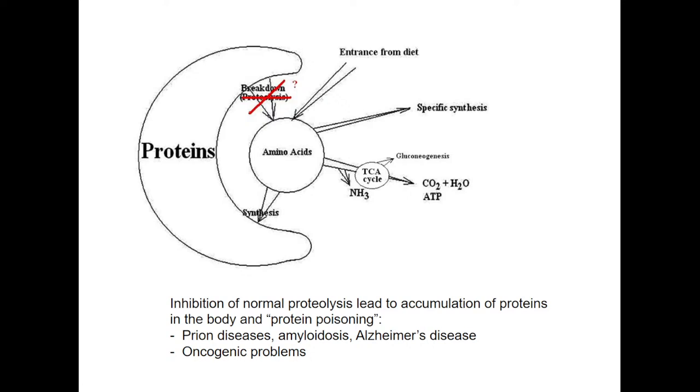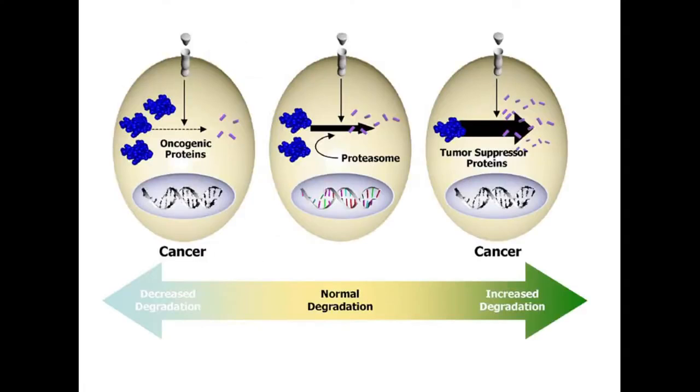These are so-called prion diseases and Alzheimer's disease, amyloidosis, and oncogenic problems. Why? Because cells are constantly in a dynamic state when proliferative signals appear. They constantly appear, and if there are such signals, there will be regulation of synthesis of oncogenic proteins. If they accumulate, it leads to abnormal proliferation, if there is ineffective breakdown of them.